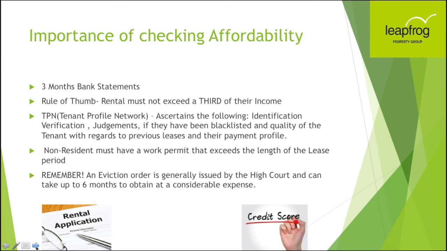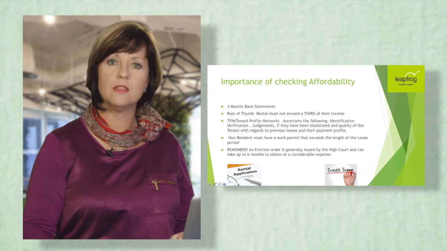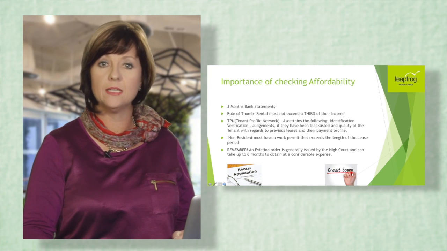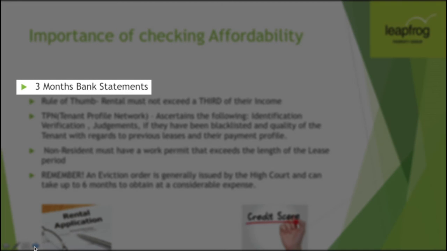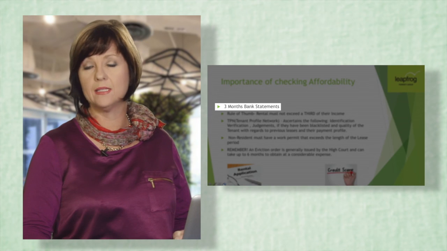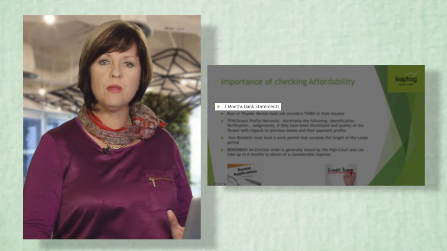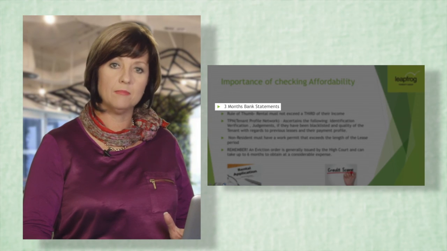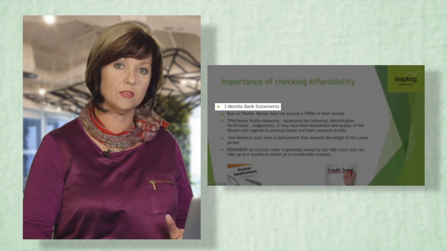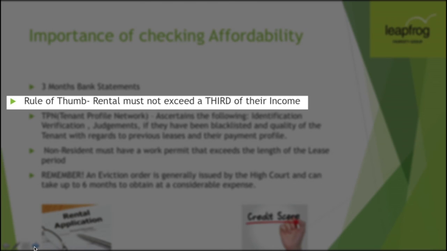The most important thing for any property owner who rents out their property is to check the affordability. Why is this so important? The first thing that is important to obtain is 3 months bank statements. Why is this important? Because the 3 months bank statements will show you the payments and income coming in and out of that client's bank account. The rule of thumb is this: the monthly rental should never exceed 1/3 of the income that comes in.